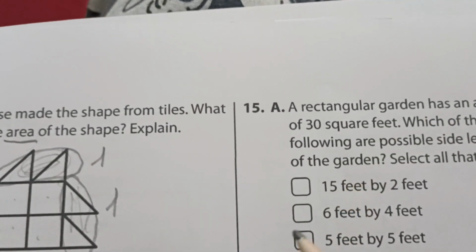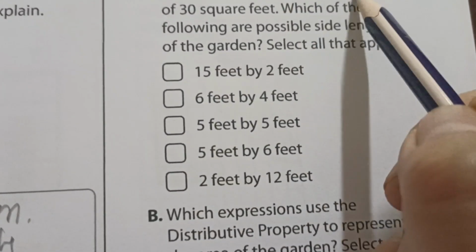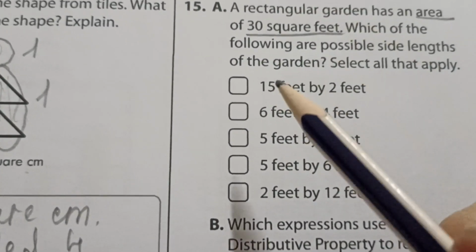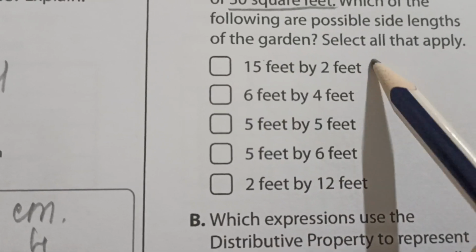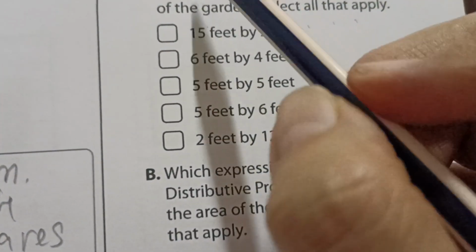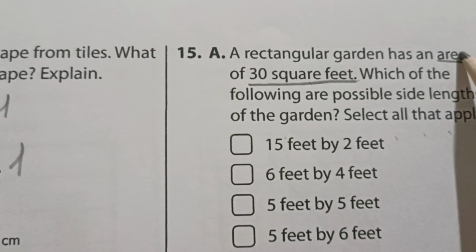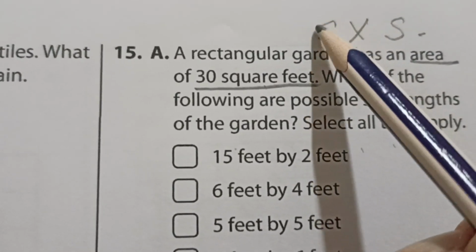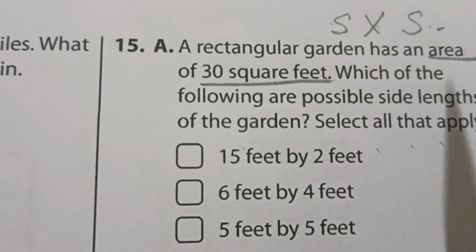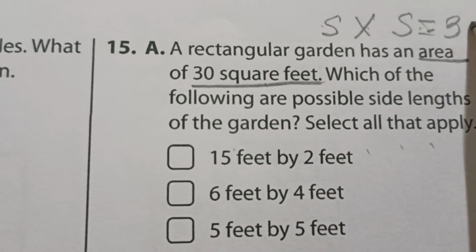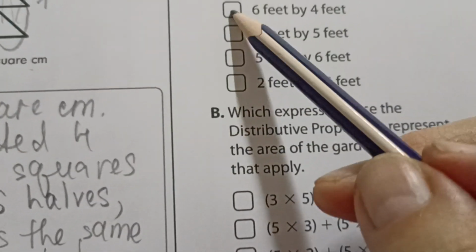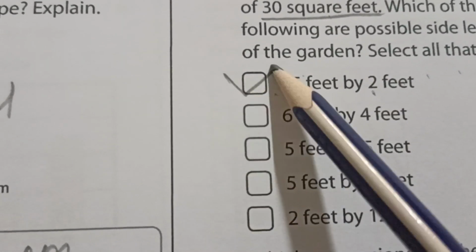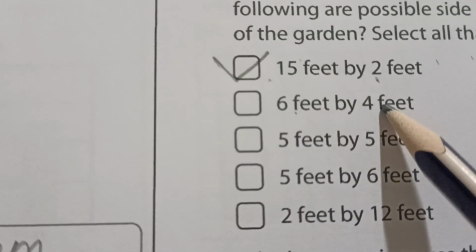Next. A rectangular garden has an area of 30 square feet. Which of the following are possible side lengths of the garden? Select all that apply. Again, remember that for area, you multiply side by side. That means any number by the other number should be 30. Okay, let us check. 15 by 2. That means 15 plus 15. Is it 30? Yes.